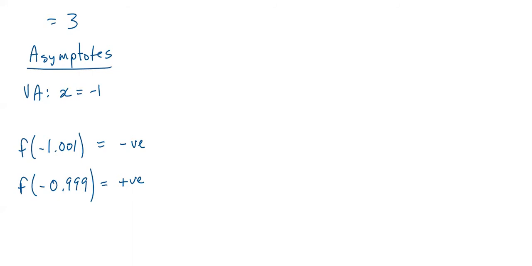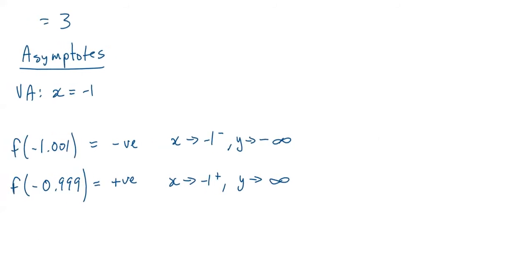So I write out my statements. As x approaches negative 1 from the left, y is going to negative infinity. As x approaches negative 1 from the right, y is going to positive infinity. And we already discussed how we have an oblique asymptote. Is everybody okay with that? We have an oblique asymptote.